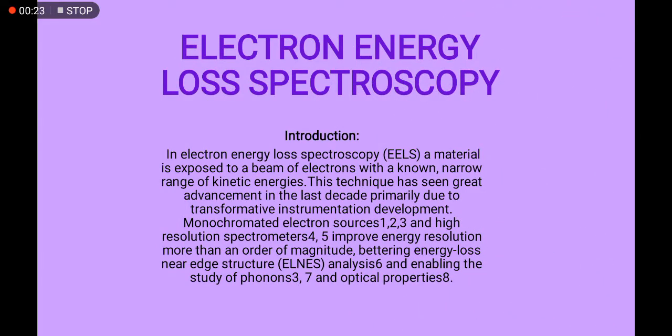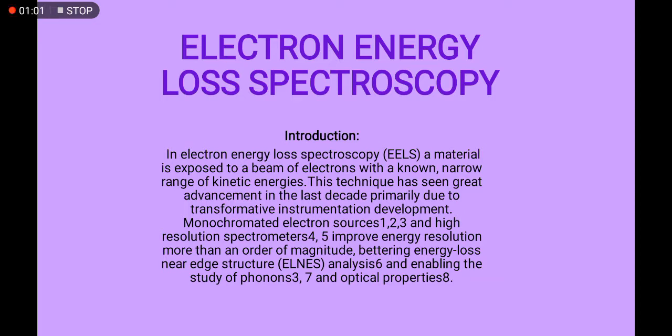In electron energy loss spectroscopy, a material is exposed to a beam of electrons with a known narrow range of kinetic energies. This technique has seen great advancement in the last decade primarily due to transformative instrumentation development. Monochromated electron sources and high resolution spectrometers improve energy resolution by more than an order of magnitude, bettering energy loss near edge structure analysis and enabling the study of phonons and optical properties.